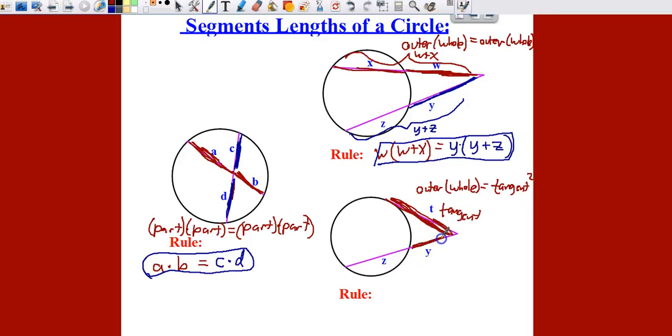This is the outer here, and then the whole would be y plus z. So y is the outer, y plus z equals t squared. Outer times whole equals tangent squared. So let's use that to solve the next example, and we'll be done with the notes.